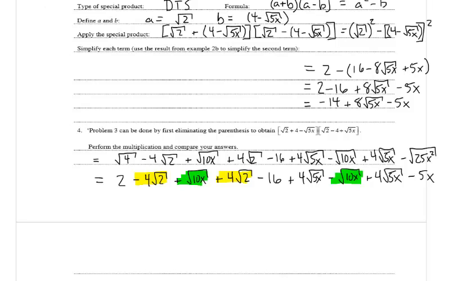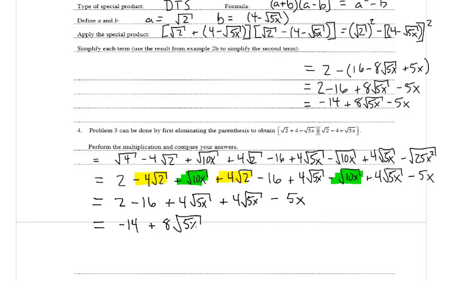And now let's rewrite everything that's remaining. So we have 2 minus 16 plus 4 square root 5x plus 4 square root of 5x minus 5x. And now when we combine like terms, we have 2 minus 16 is negative 14. 4 square root of 5x plus 4 square root of 5x is 8 square root of 5x minus 5x.